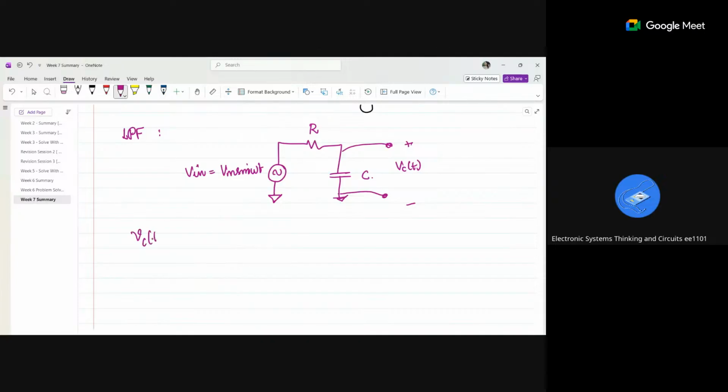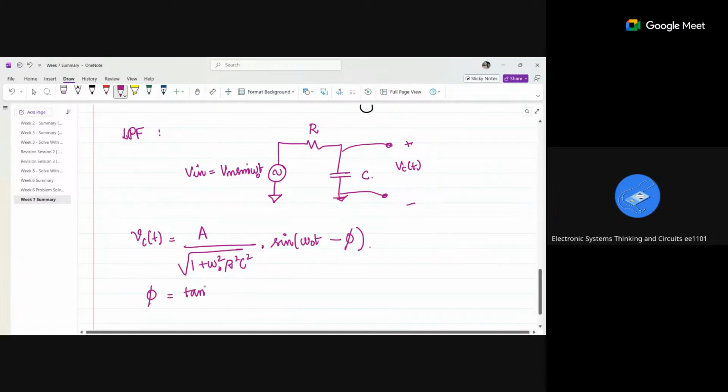So Vc of t is nothing but A by root of 1 plus omega square R square C square, sine of omega naught t minus phi. And also the phase difference is equal to tan inverse of omega naught RC. So this is the formula when a sine signal is given.